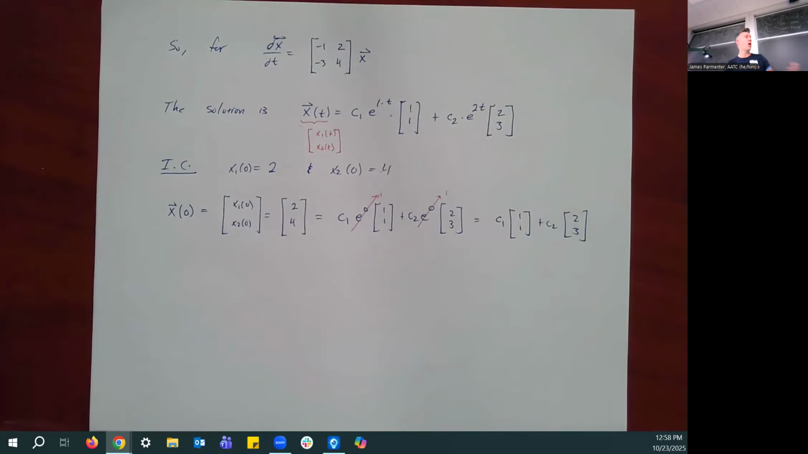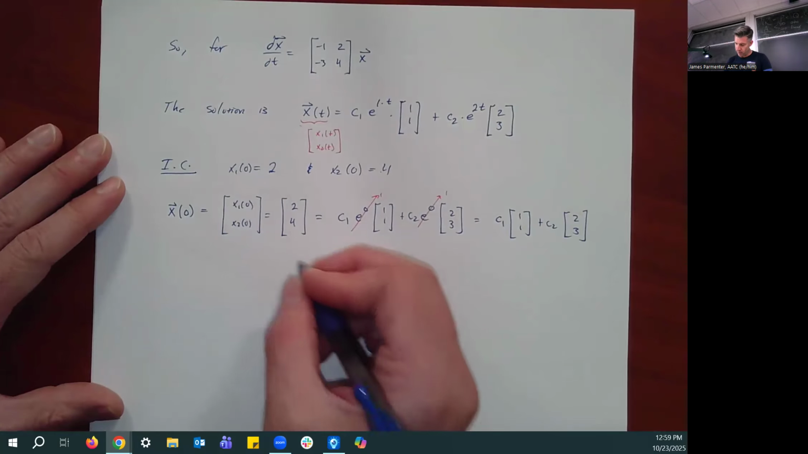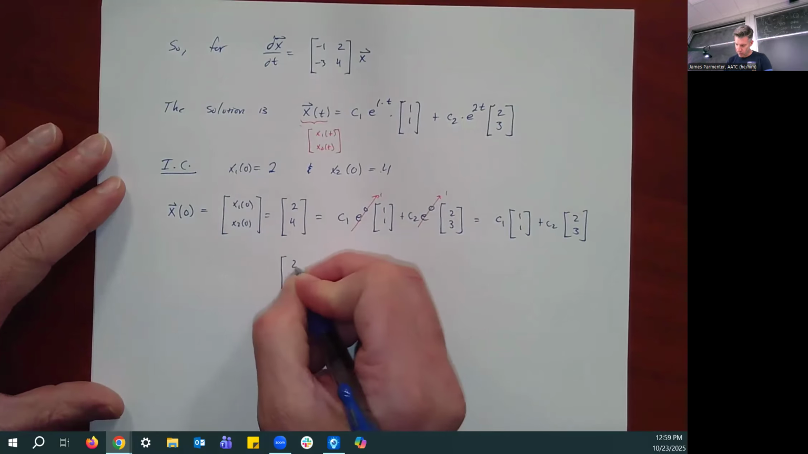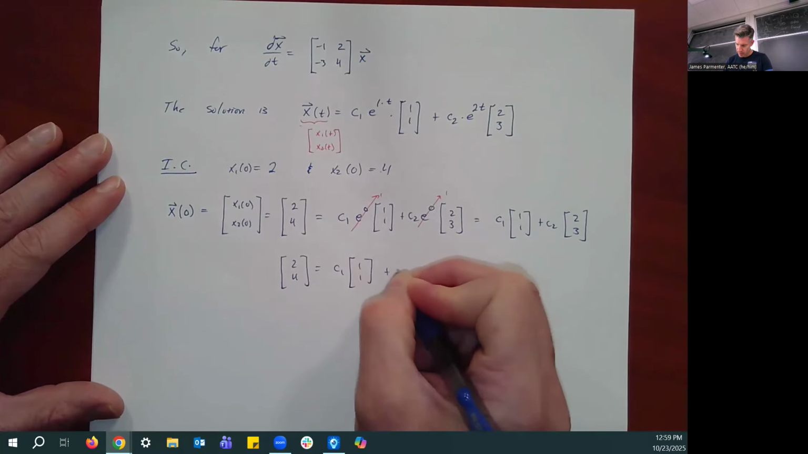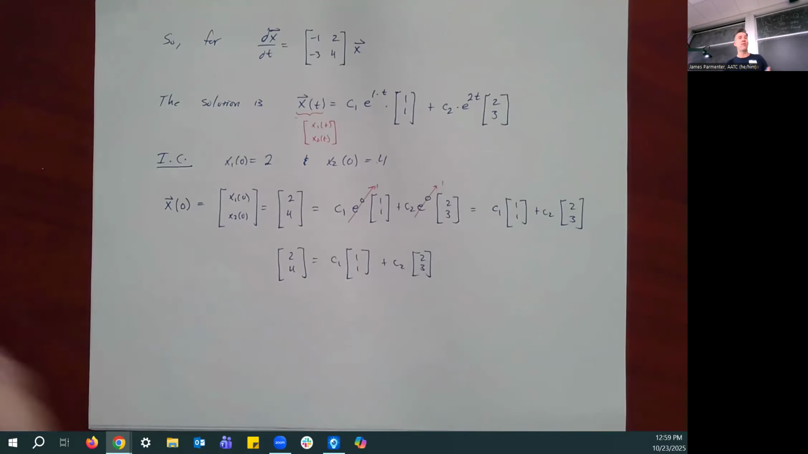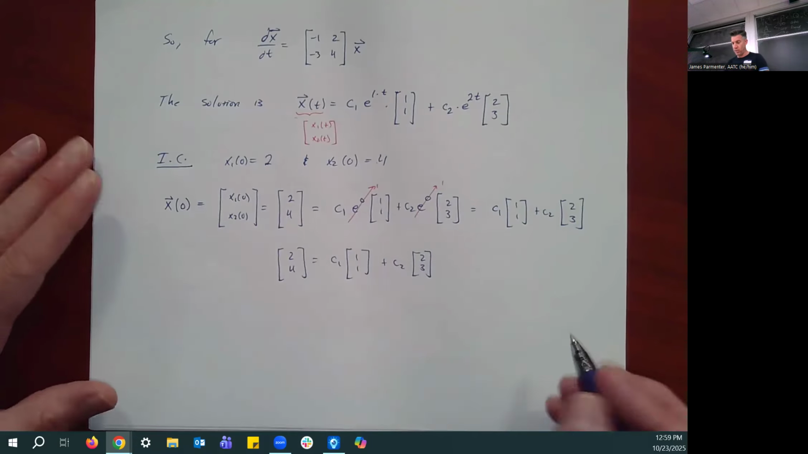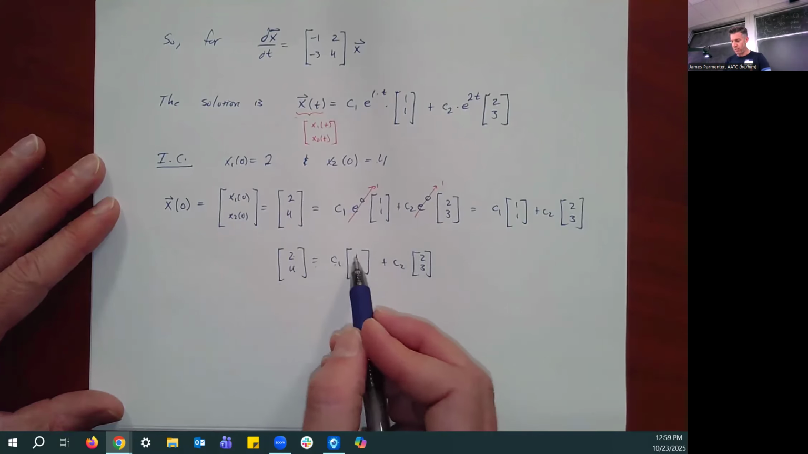There's a couple ways of solving for C1 and C2. I'm going to show you kind of the most straightforward way. So really I have two equations. Let's write this down again. I have 2, 4 equal to C1 times 1, 1 plus C2 times 2, 3. In fact, I think it's really important for you to remember that whenever you write something like this, you're writing down two equations at once. My first equation is the top row. It's 2 equal to C1 times 1 plus C2 times 2.